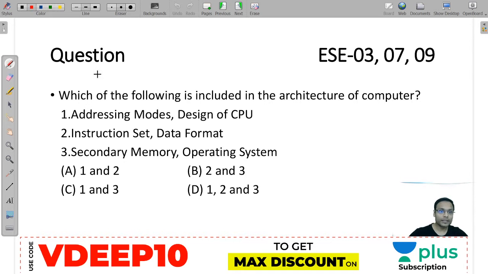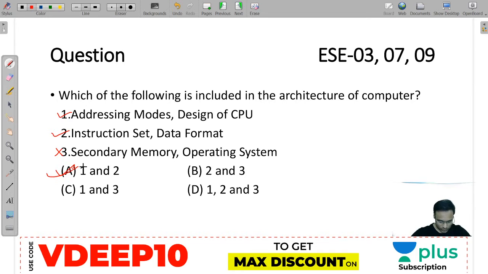Yes, got the answer. Which of the following is included in the architecture of a computer? Addressing mode, design of CPU? Yes, included in architecture. Instruction set and data format? Yes, included. Secondary memory and operating system? No, no, no. It is not included in architecture. So the answer will be 1 and 2, option A.